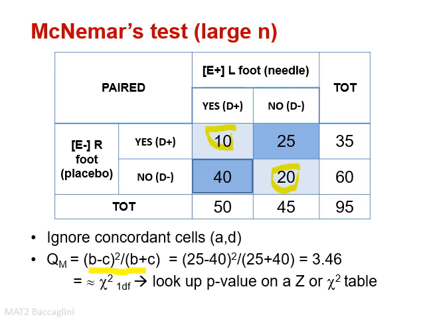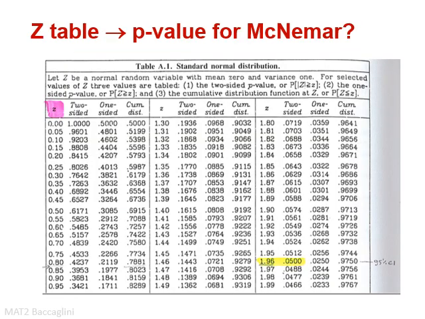Then you're going to use this formula, (B minus C) squared divided by B plus C, and you will get a value. This is your test statistic, which is approximately chi-square distributed with 1 degree of freedom. So you can look up this value on a Z or a chi-square table. In this case, we have a Z table. We take the square root of the chi-square and we obtain the Z value. We look up, it's 1.86, which corresponds to a two-sided p-value of 0.0629.